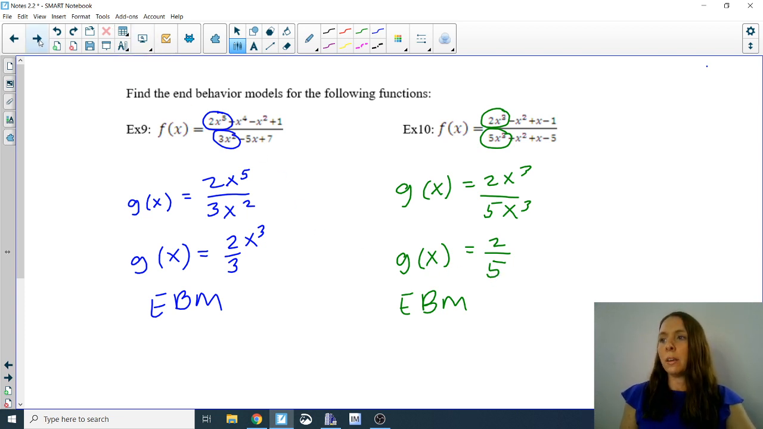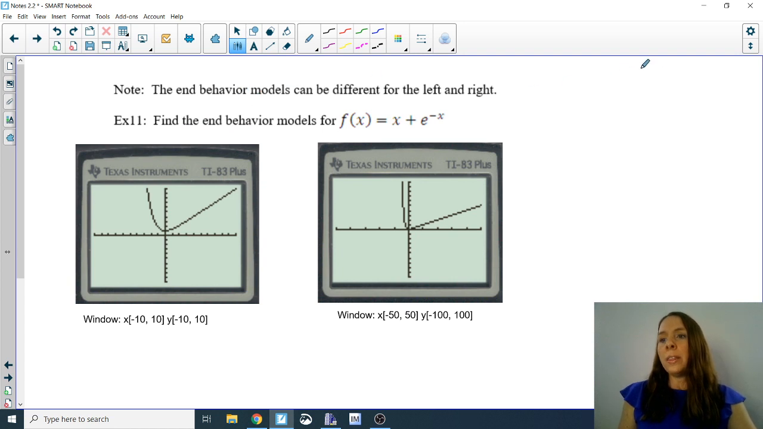Okay. All right, finally, one last little example where I want to show you that for functions that are not polynomial or a rational set of polynomials, you might have to do a little bit more investigation about the end behavior models. So in example 11, we're looking at the end behavior model for f of x equal to x plus e to the negative x. And what I did here was I showed this function graphed in a standard viewing window. Okay, I like to call it my little Nike swoosh graph.